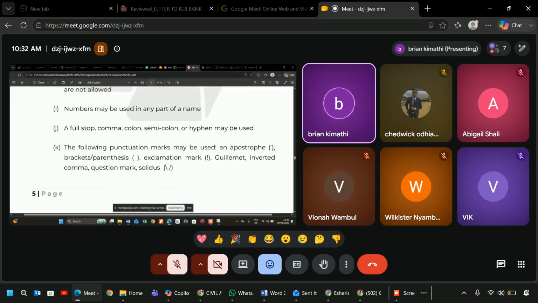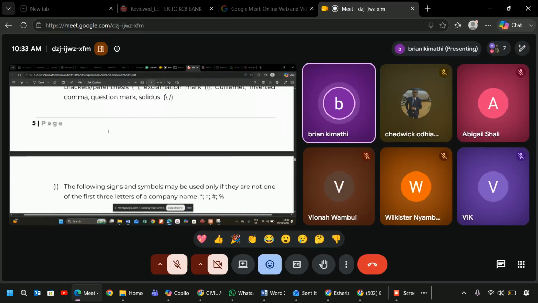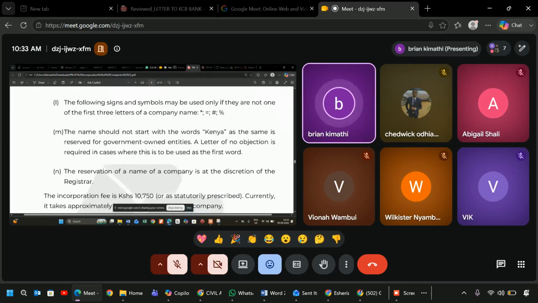A full stop, comma, colon, hyphen may be used. Punctuation marks, these ones may be used. Signs and symbols may be used only if they are not one of the very first characters of the company name. So you can't start with a hashtag, then the name. The name should not start with the word Kenya, as the same is reserved for government-owned entities.